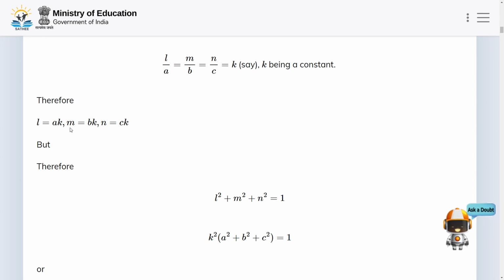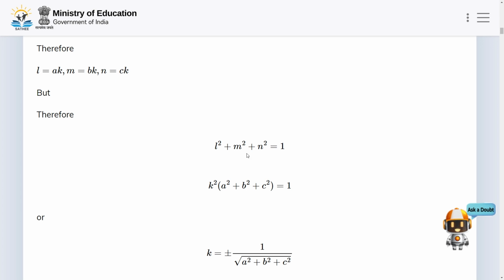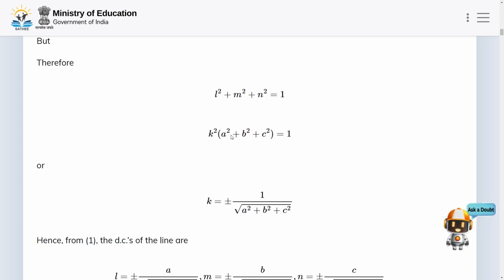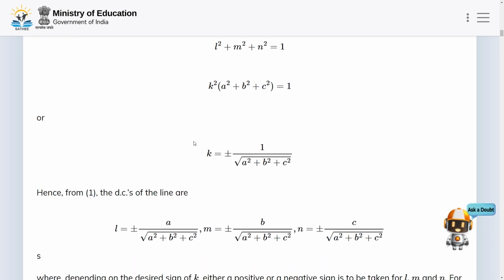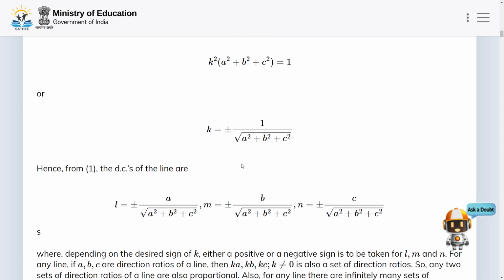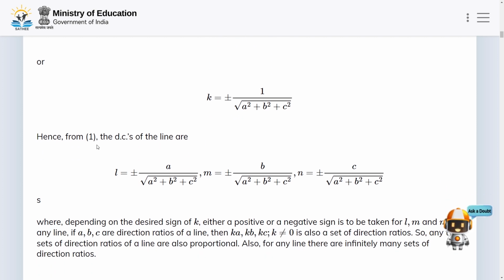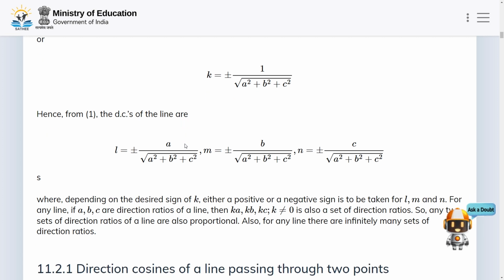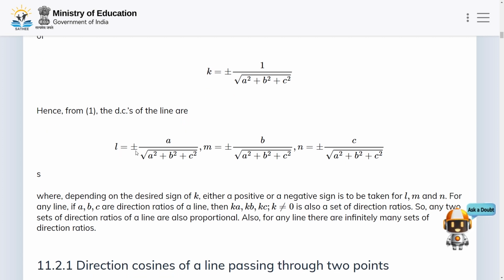Therefore, l is equal to ak, m is equal to bk, n is equal to ck. You also have the condition that l square plus m square plus n square is equal to 1. This means k square times a square plus b square plus c square is equal to 1, so k is plus minus 1 by root of a square plus b square plus c square. Hence, from 1, you can have the direction cosines of the line. l is equal to plus minus a divided by the magnitude, m is equal to plus minus b divided by root of a square plus b square plus c square, and n is equal to plus minus c divided by root of a square plus b square plus c square.